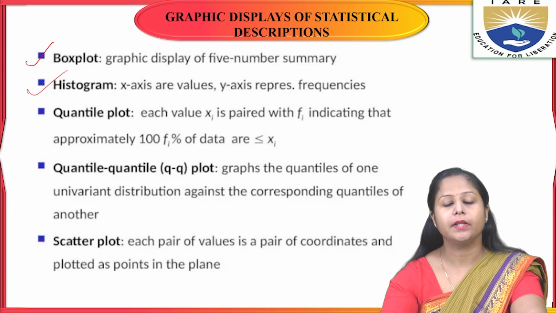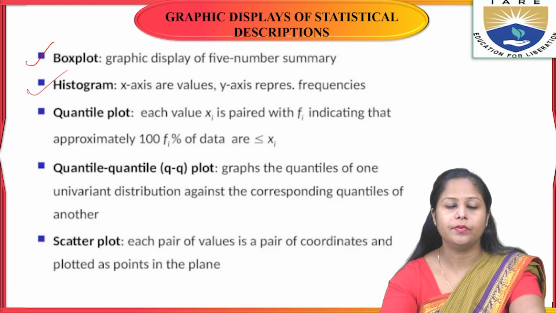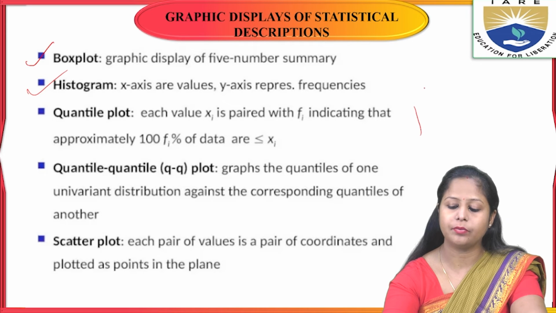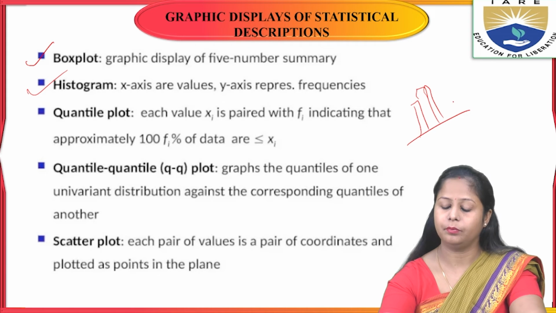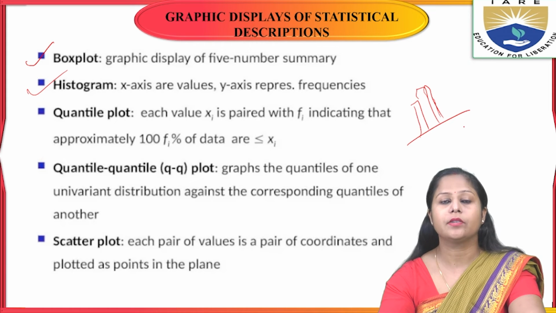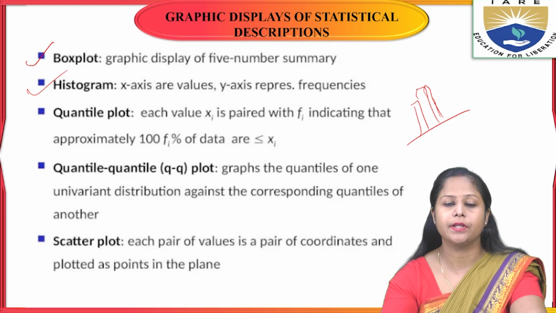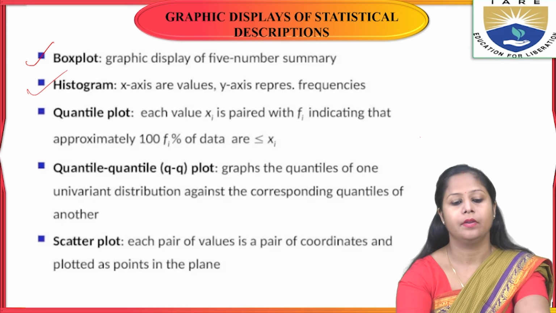A histogram is nothing but a plot where the x-axis shows values and the y-axis represents the frequencies. So we have a continuous type of bar representation, and that is called a histogram. The x-axis are values and the y-axis is represented as frequency. What are the frequencies existing there?